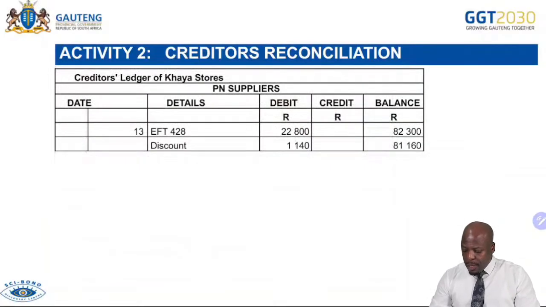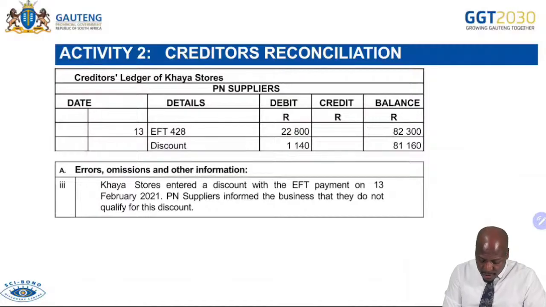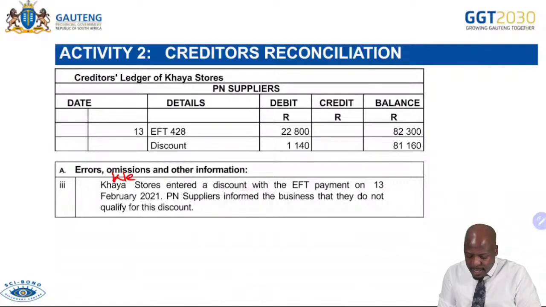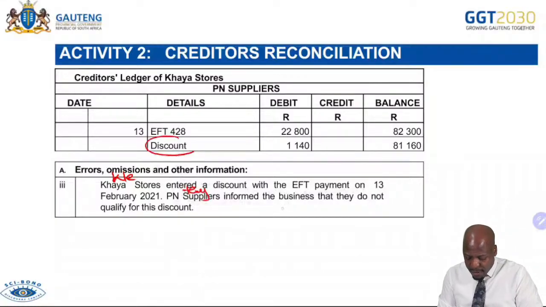The next one then reads, Kaya Stores, this is us. So we entered a discount with the EFT payment on the 13th of February. Okay, here's the discount. PN Suppliers informed us that we do not qualify for this discount. So we recorded a discount that we do not qualify for. What do we do in this case?